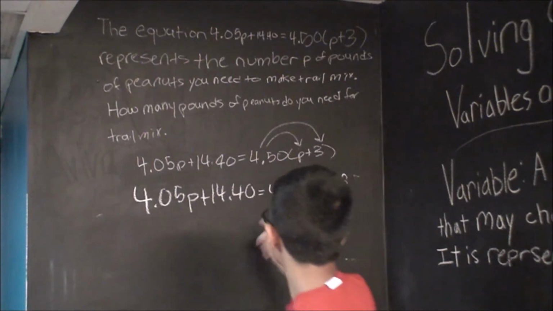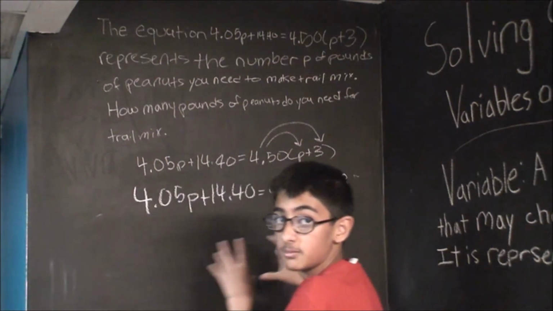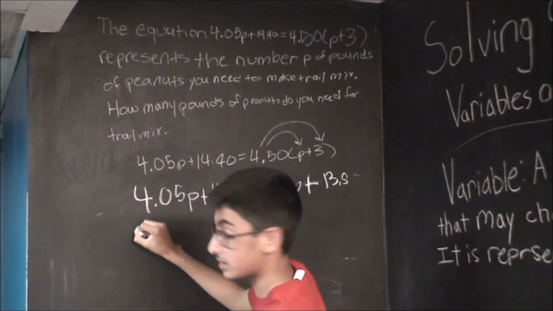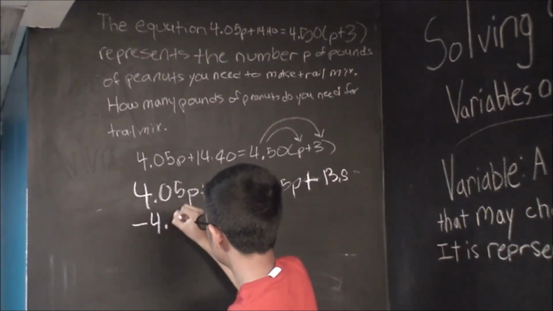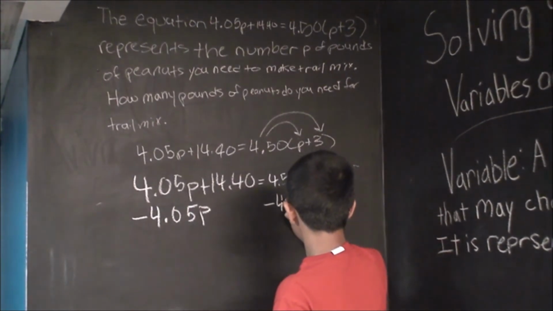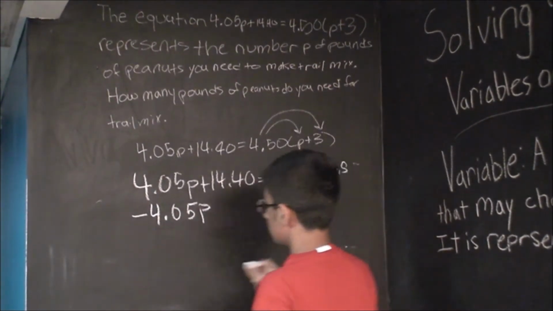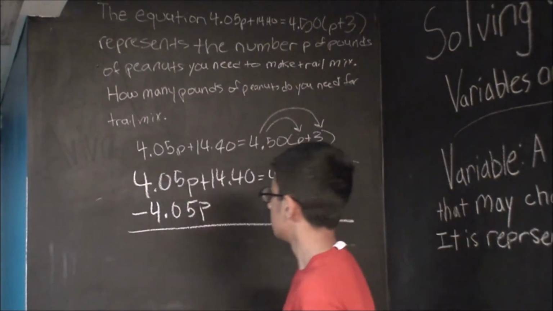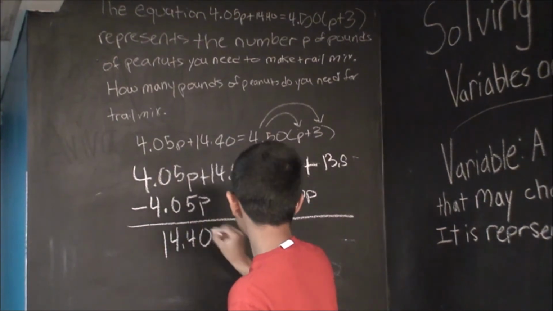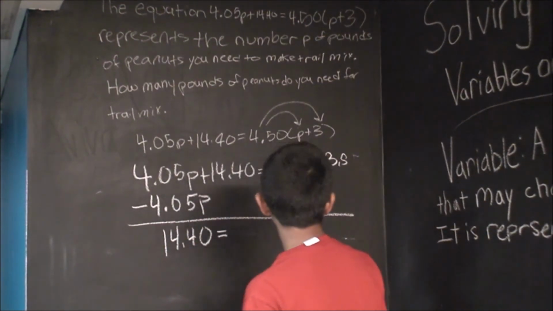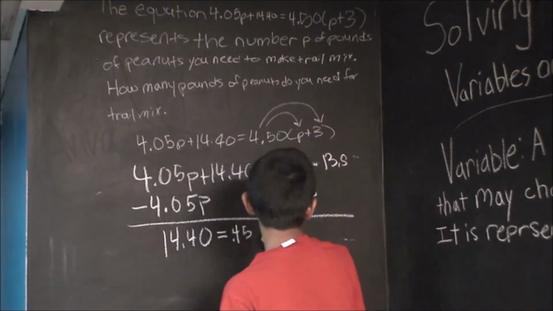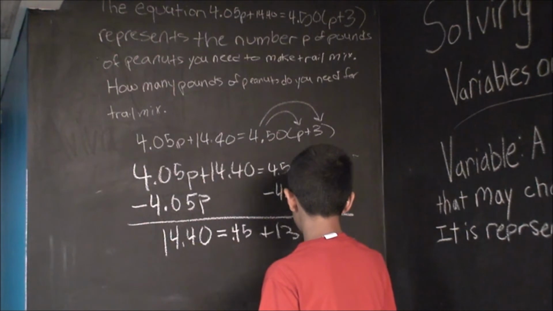Now, we have to get all the variables to one side and all the numbers to the other side. So, let's start by subtracting 4.05p on both sides. That'll get us to 14.40 equals 0.45p plus 13.5.